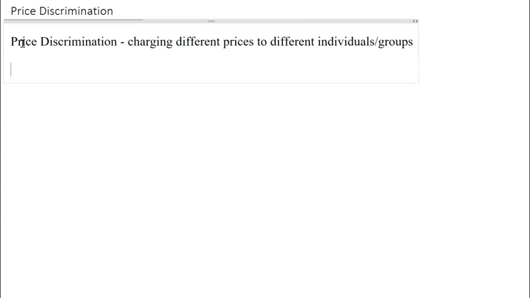Some examples are like if you look at airline tickets, based on what day you purchase the ticket, the prices are vastly different. You have movie tickets. Sometimes they'll give you a discount for watching a movie during the day, or you get senior citizen discounts. You have maybe discounts when buying in bulk, and there are other examples.